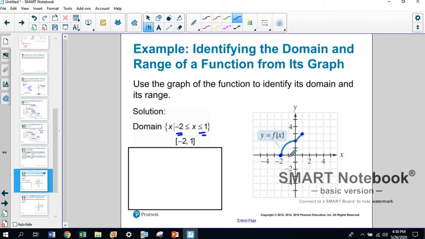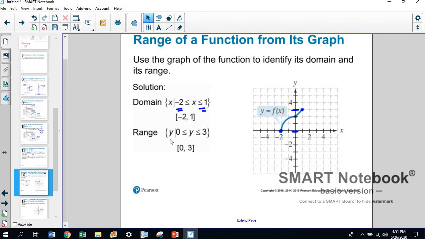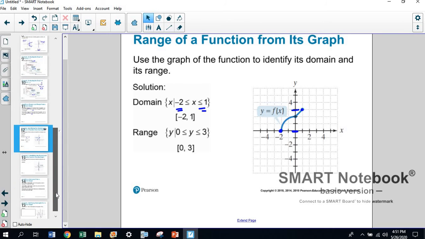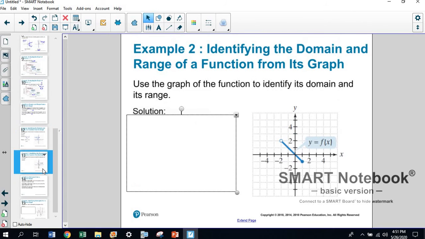What's the range? Well, you can't go from left to right. You have to go from bottom to top now for the range. So the bottom, 0, up to a top of 3. And again, there are no jumps or holes or anything like that. And so the y values are greater than or equal to 0, less than or equal to 3, between 0 and 3, inclusive, again including the endpoints. Okay, so here's an example for you.